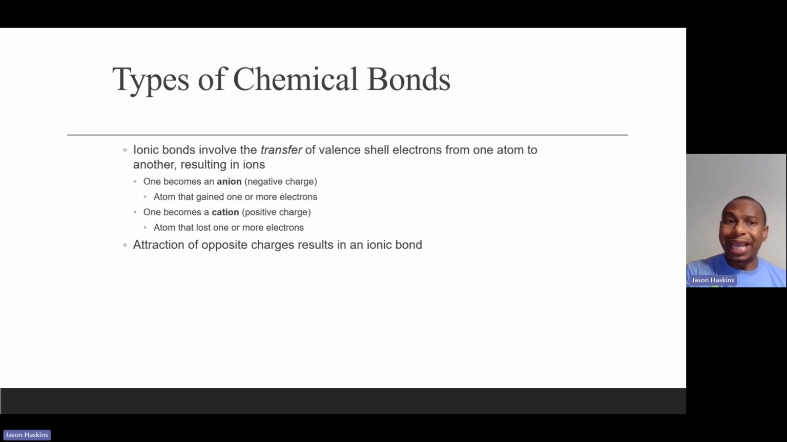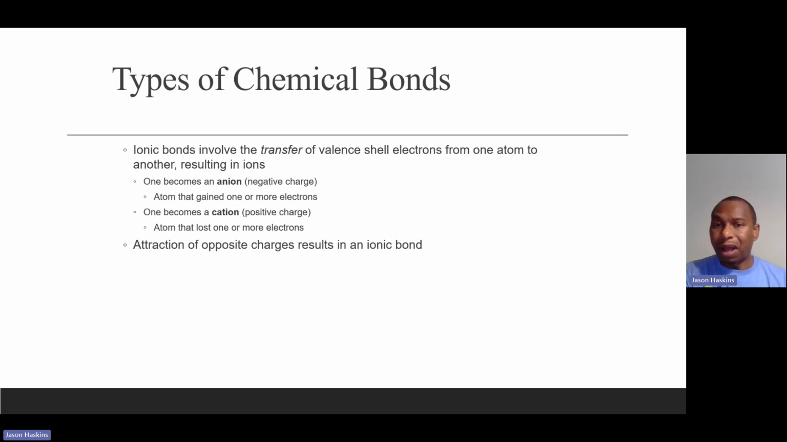Reversely, when it gains an electron, now it has more electrons orbiting around it than protons inside of the nucleus. Thus, it's going to have an overall negative charge, which means that it's going to be considered an anion.